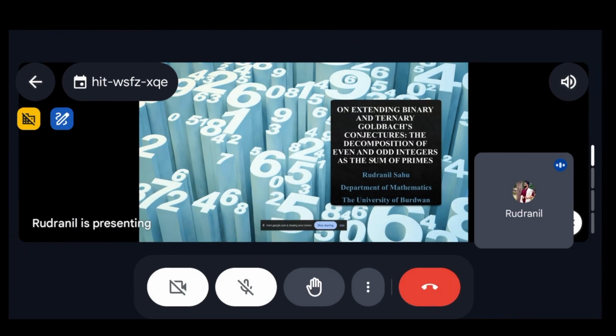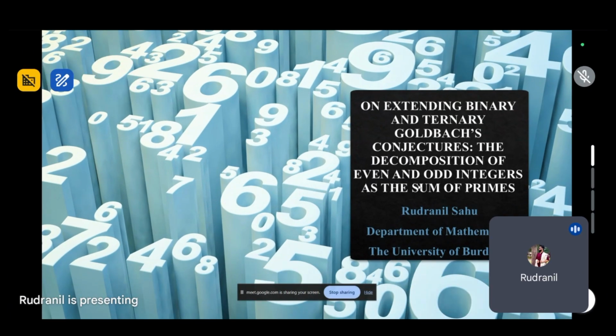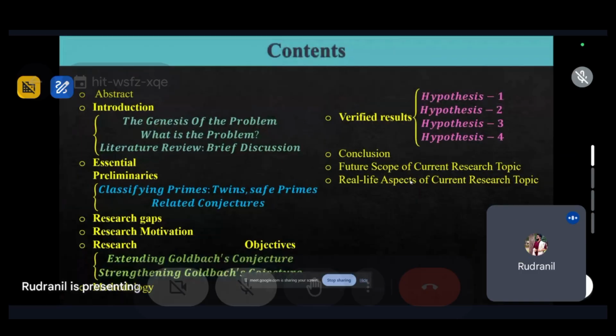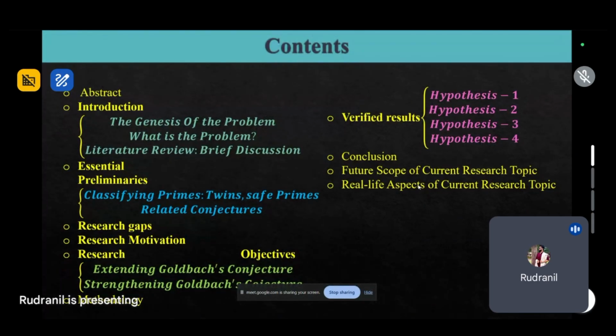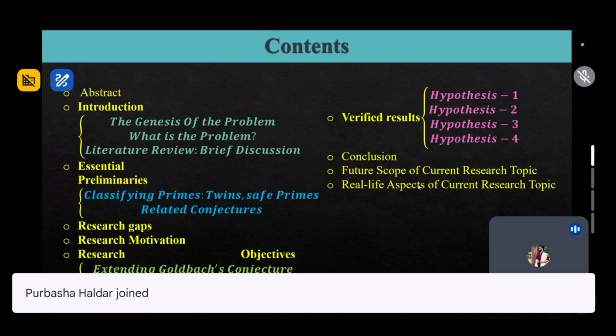Today I will discuss extending binary and ternary Goldbach's conjecture, the decomposition of even and odd integers as a sum of prime numbers. These are the contents which I am going to discuss during this short lecture, which is divided into introduction, essential preliminaries, research gaps, motivation, and then conclusion, future works, etc.